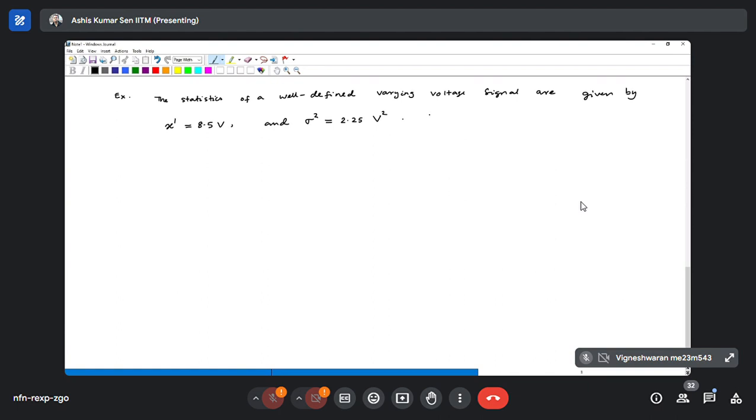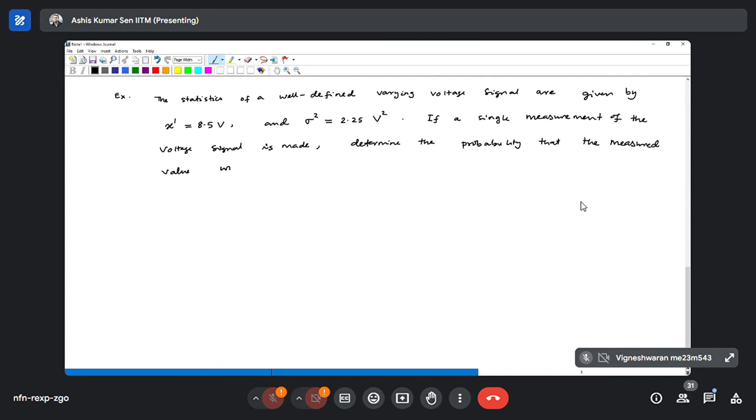Then the question is saying, if a single measurement of the voltage signal is made, determine the probability that the measured value will be between 10.0 and 11.5 volt. The question is very clear.